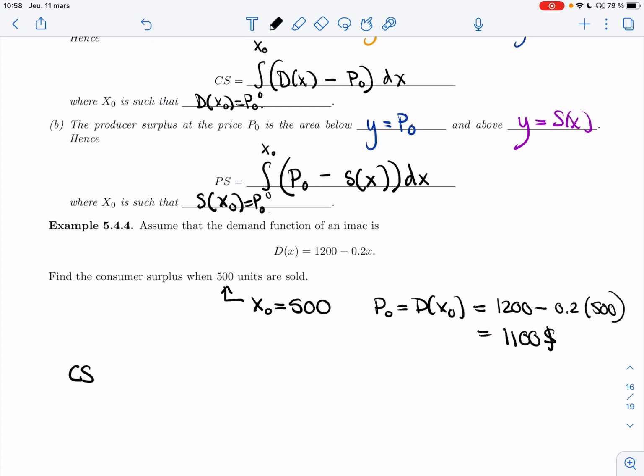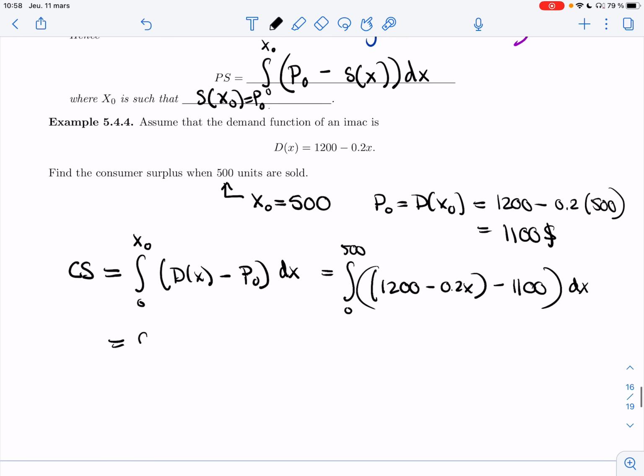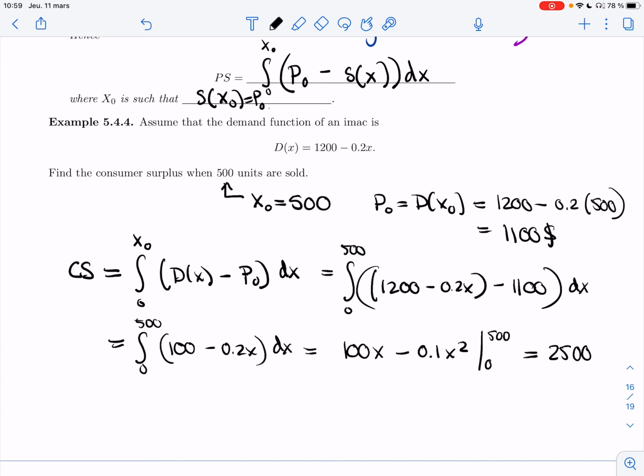All right, so now consumer surplus. We said that's the integral from 0 to x0 of the demand function minus the price that we're looking at. So in this case, that would be the integral from 0 to 500 of d of x, which is the function we're given, minus the price that we're looking at, dx. And so we're integrating 100 minus 0.2x. That's 100x minus 0.1x squared from 0 to 500. All right, so I've computed what we get, and we get $25,000.